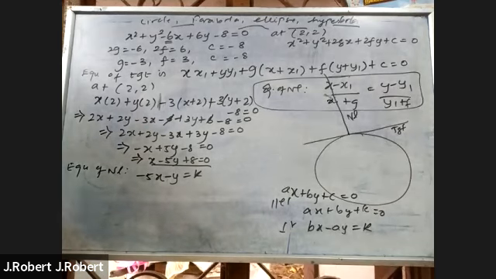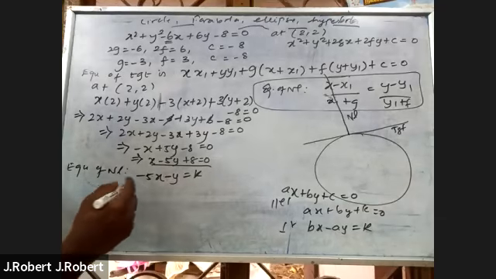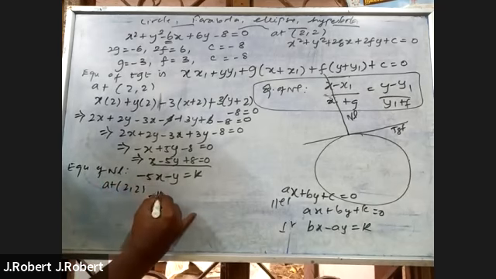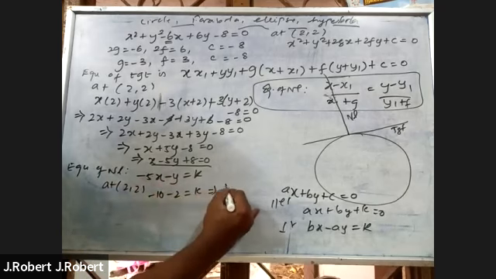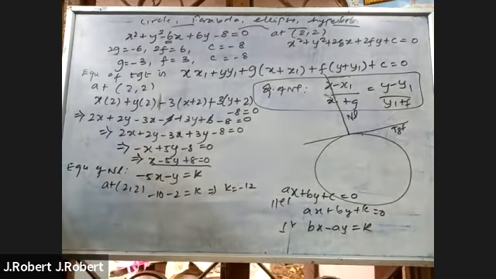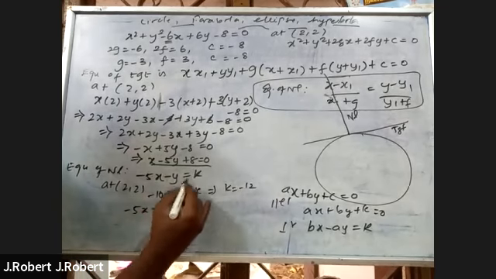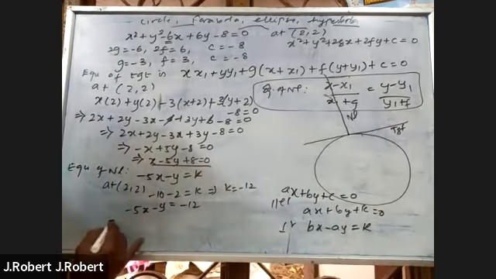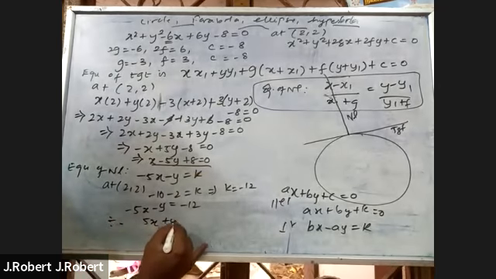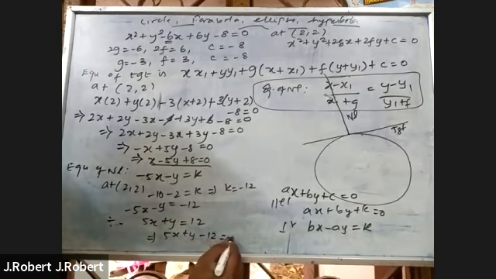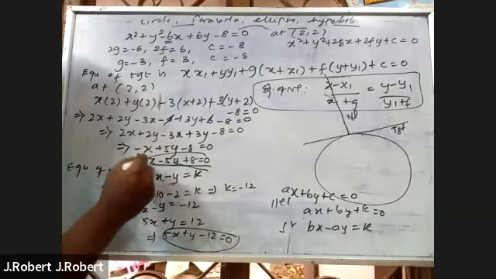Now you find out the k value. What is the value of k? Your k is minus 5x minus 5y at (2, 2): minus 5 into 2, minus 10 minus 2 equals k. This implies k is equal to minus 12. Therefore, you can write this as minus 5x minus y equals k, where k is minus 12. Throughout dividing by minus, you'll get 5x plus y equals 12, or 5x plus y minus 12 equal to 0. This is called the equation of the normal. This is called the equation of the tangent.